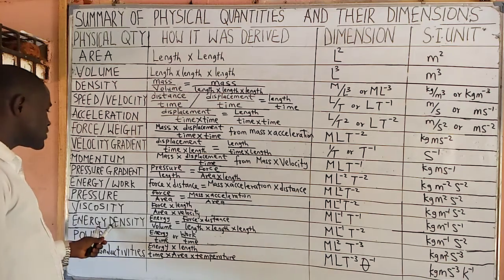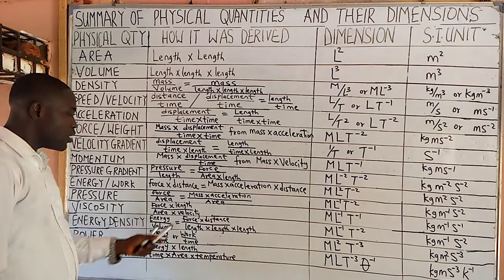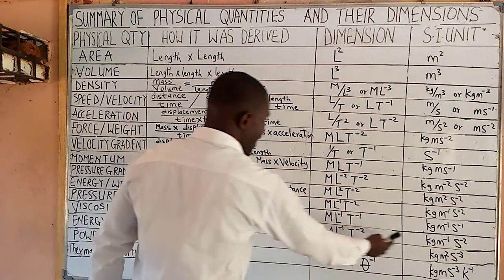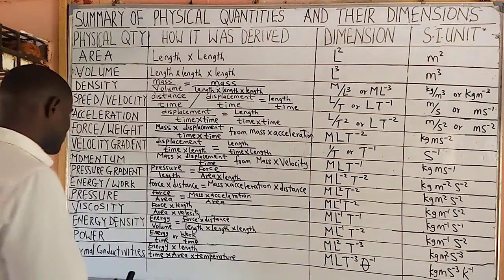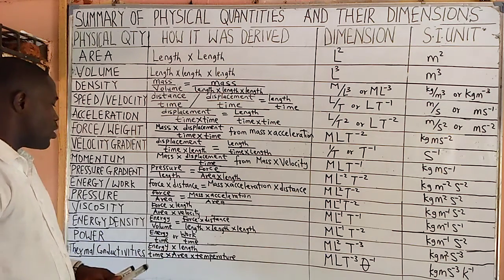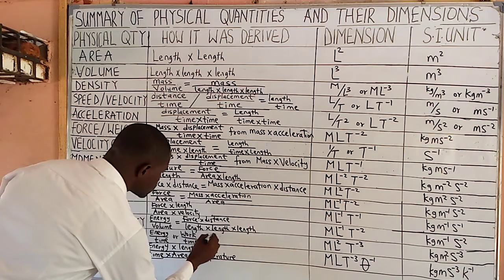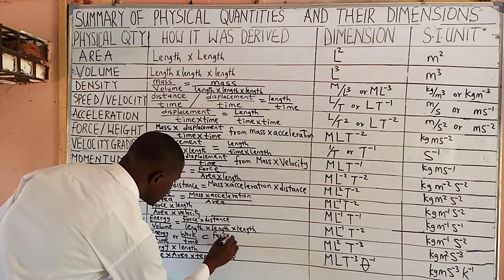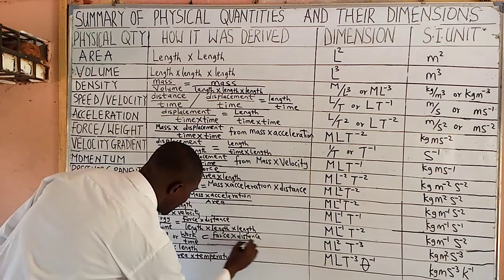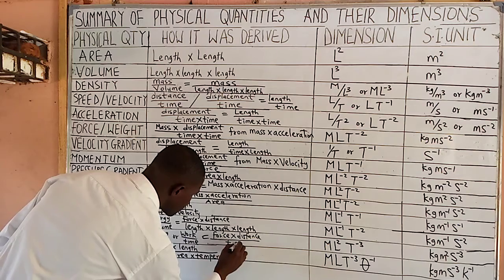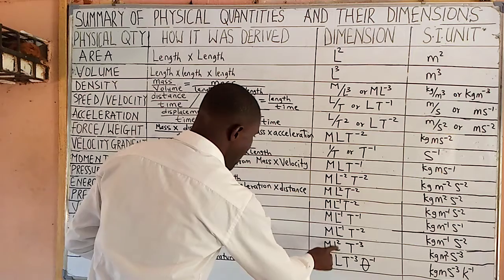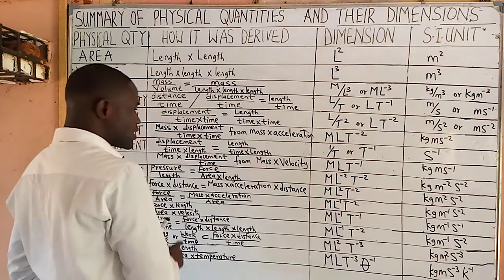Then for energy density, we say it's energy over volume, force times distance all over length times length times length. This is the dimension and this is the SI unit. For power, energy over time or work over time. What is work? Work is equal to force times distance. Then you now say all over time. Then you now say what is the dimension? ML squared T raised to power minus 3. What is the SI unit?